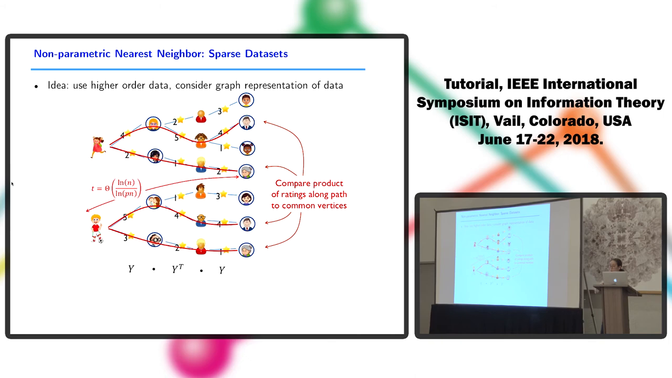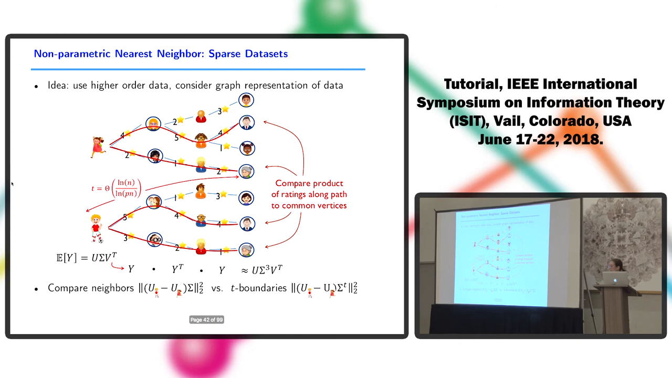So if the data matrix Y had an expectation, a singular value decomposition of U sigma V transpose, then this third order neighborhood of Alice and Bob would have an expected form looking like U sigma cubed V transpose. So if you compare the first one with the third one, you see all that happened was the singular values are raised to a higher power. And so essentially, that's what the proof will show, although it's much more complicated than this.